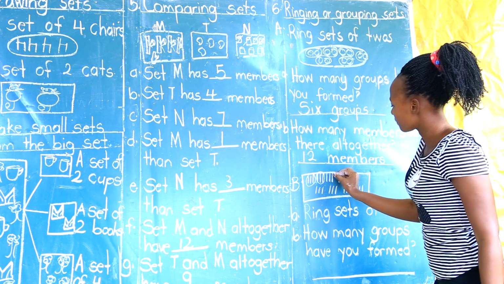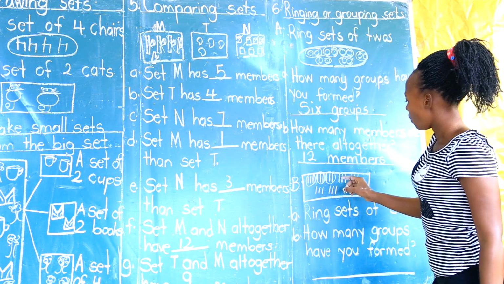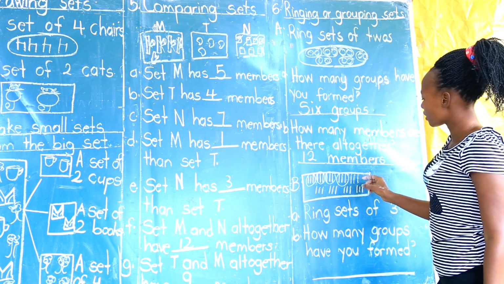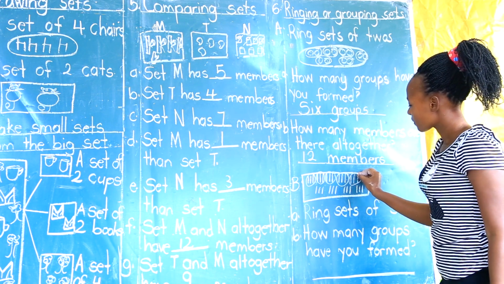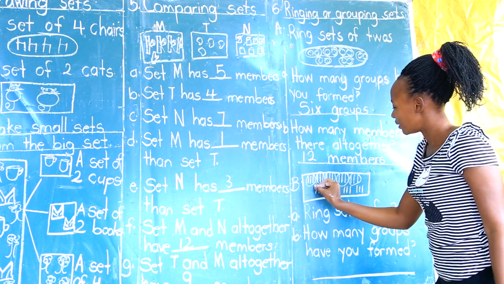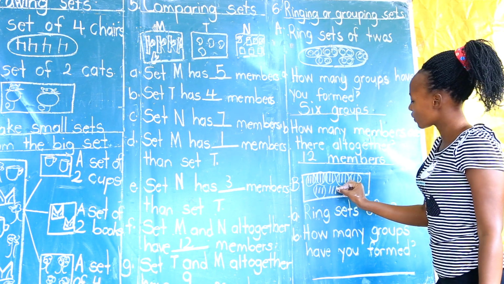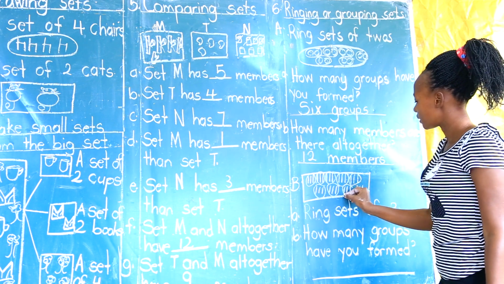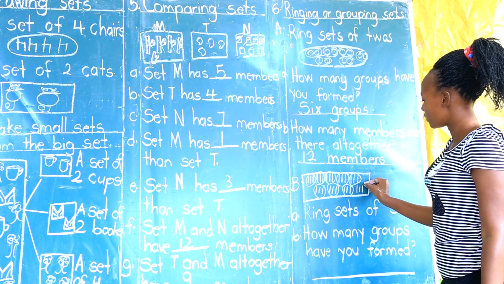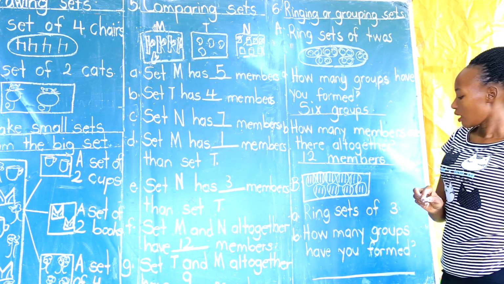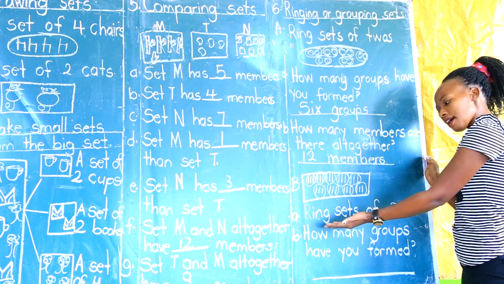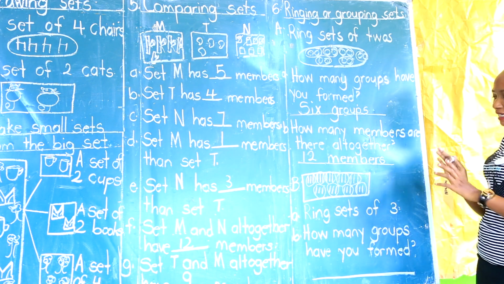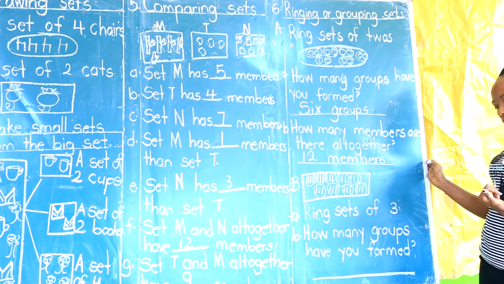1, 2, 3. 1, 2, 3. And so on until all the sets are ringed. Okay, now this is the answer. Ring sets of 3. After doing this, that's our answer. We are done with this. Now we come to the next one.